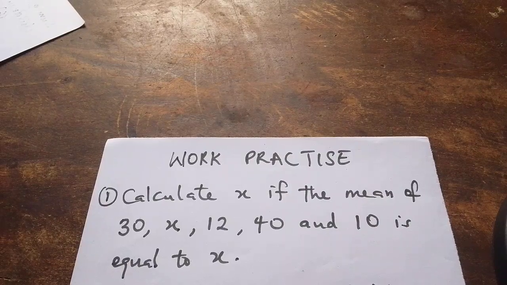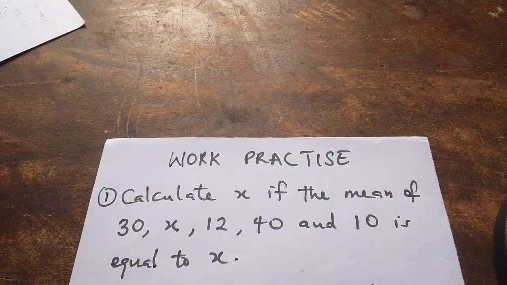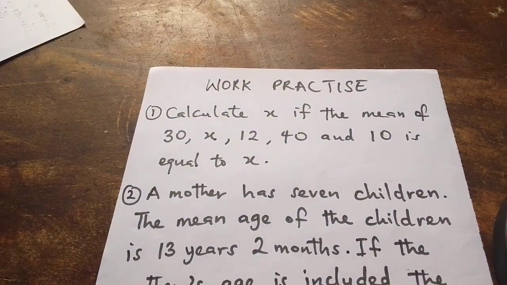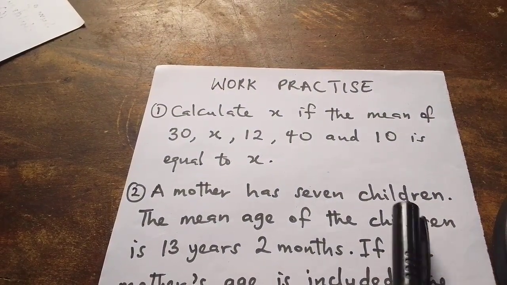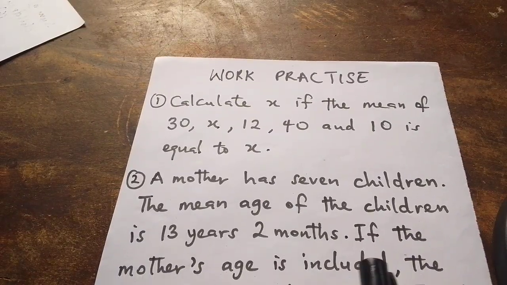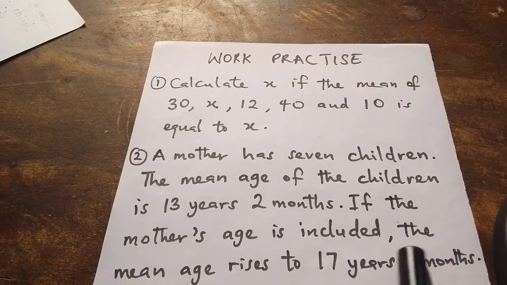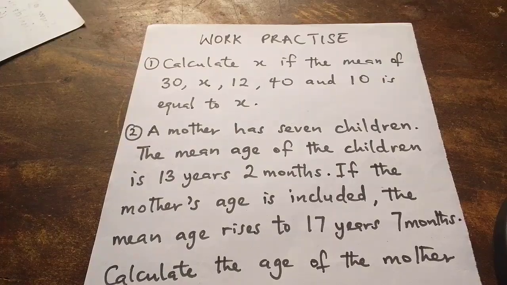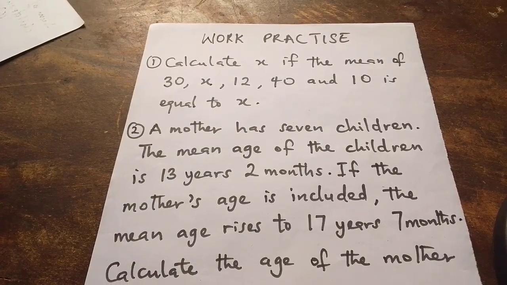So for the work practice, you are going to do this. Calculate x if the mean of 30, x, 12, 40 and 10 is equal to x. Number 2. A mother has 7 children. The mean age of these children is 13 years 2 months. If the mother's age is included, the mean age rises to 17 years 7 months. Calculate the age of the mother.